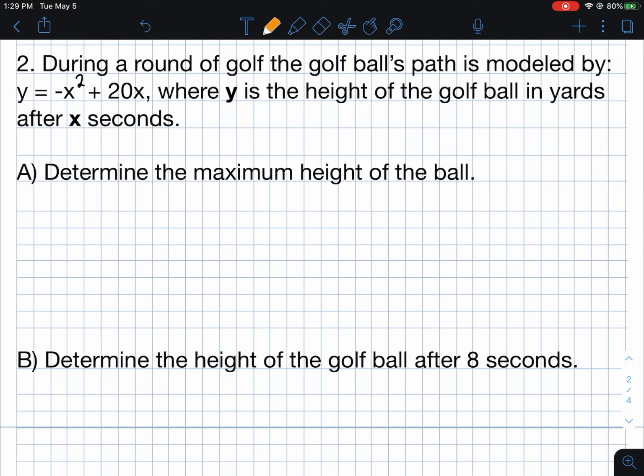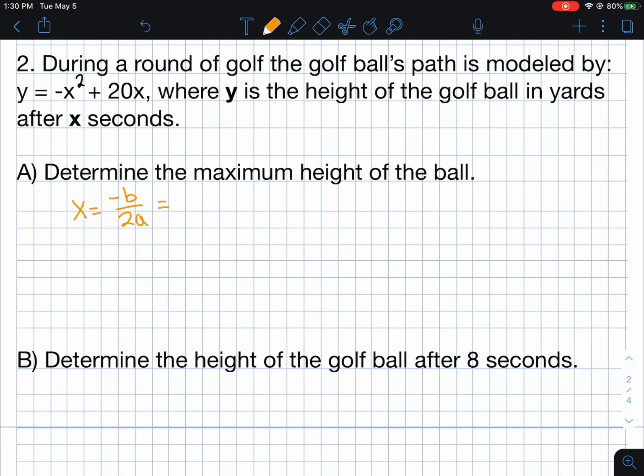During a round of golf, the golf ball's path is modeled by the equation y equals -x squared plus 20x, where y is the height of the golf ball in yards after x seconds. To determine the maximum height of the ball, we have to go with finding our axis of symmetry first.